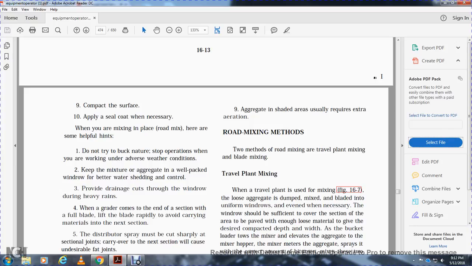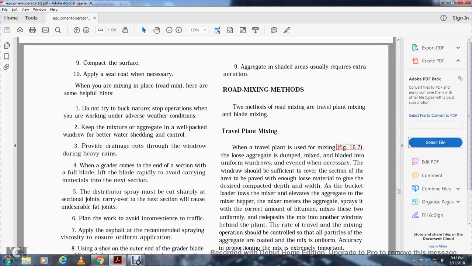There are two methods for road mixing: the travel plant and blade mixing. When the travel plant is used, as shown in the mixture in Figure 6-17, loose aggregate is dumped and bladed into a uniform windrow. Where necessary, windrows should be efficiently crossed over the section of the area to be paved, and loose material should be given the desired compact depth and width as the bucket loads the mixture to elevate the aggregate to the hopper.